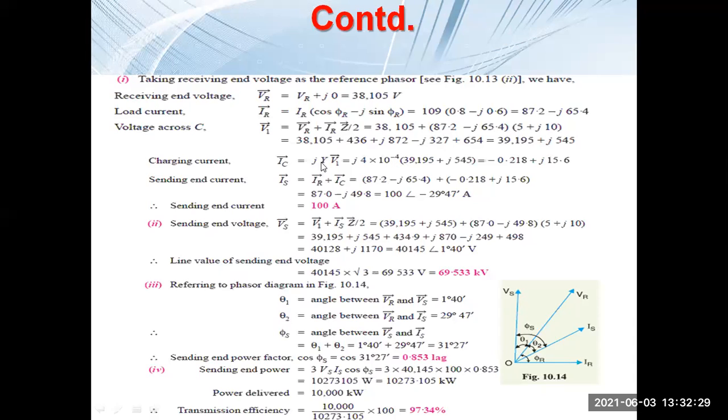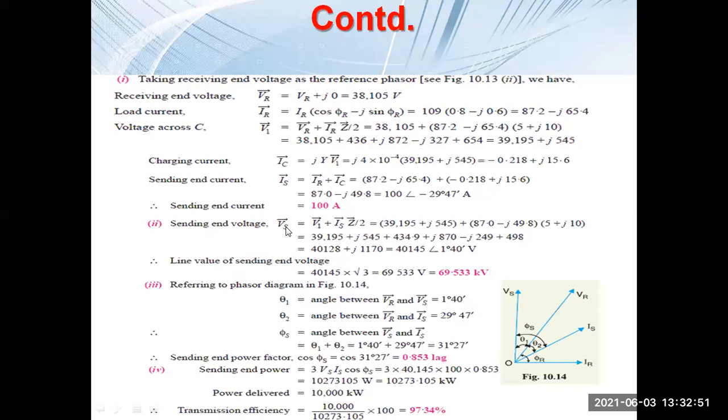Then the charging current IC, that is jYV1. So Y is 4 into 10 to the power minus 4. V1 we have calculated. So you can calculate the charging current. Then sending end current is IS equal to IR plus IC. So IR you have calculated, and IC you have calculated. So that is your IS. So IS in magnitude is 100 ampere.